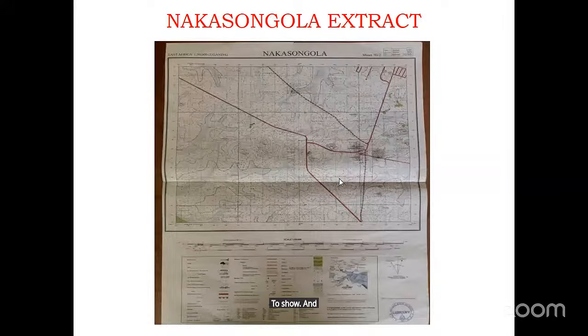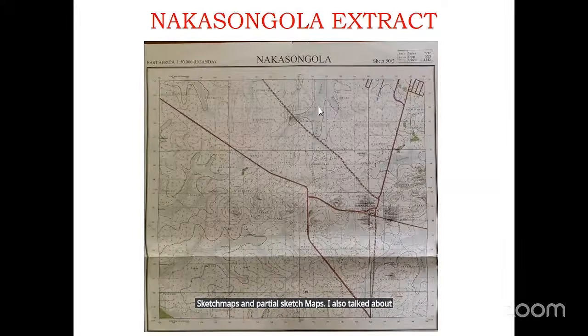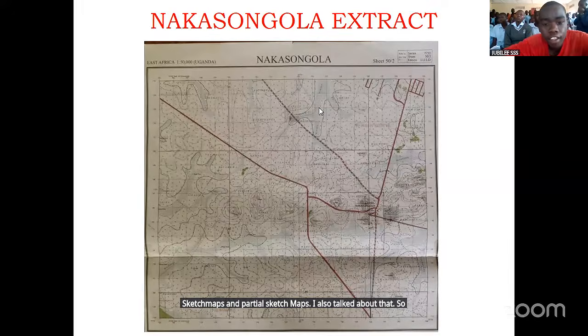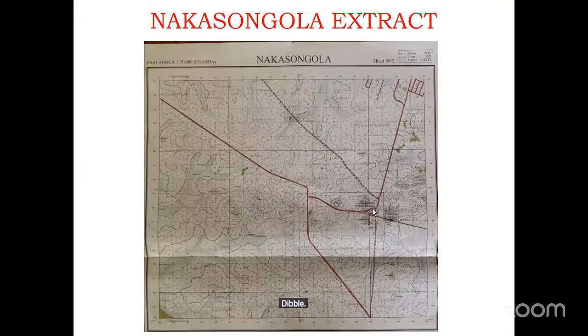And I said that there are two types of maps: general maps, sketch maps, and partial sketch maps. I also talked about that. Now, sir, another one is, can I leave those bold lines when I'm drawing my sketch map? Since our teacher also told us that you use the bold lines such that you locate the features in their relative positions. Exactly. If you are drawing the bold, thick lines, use them to locate features in their relative positions.